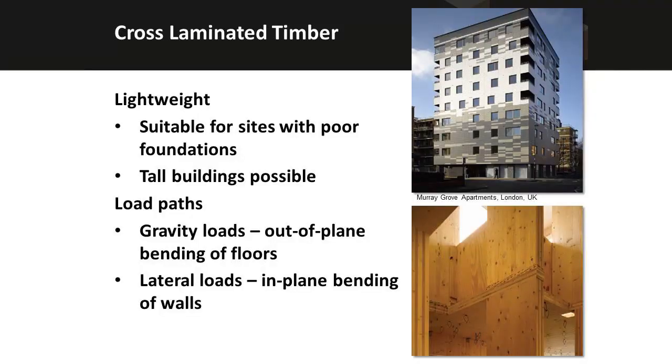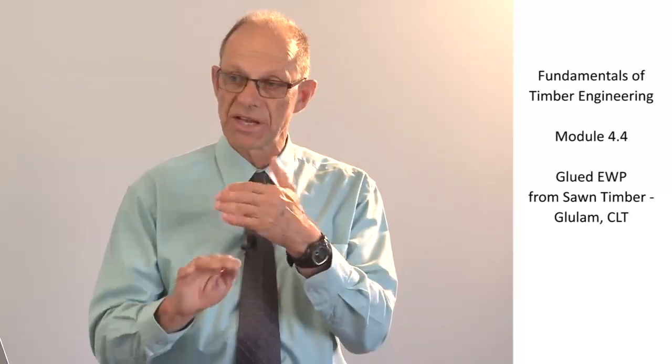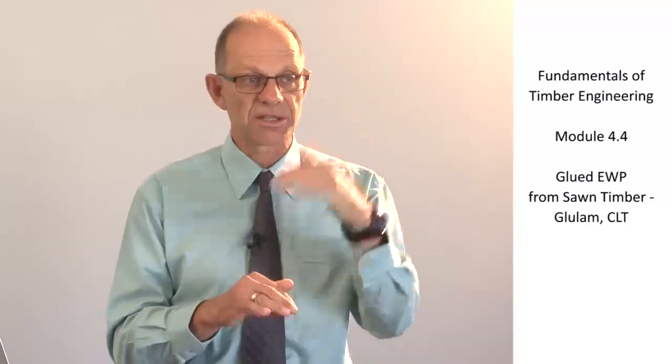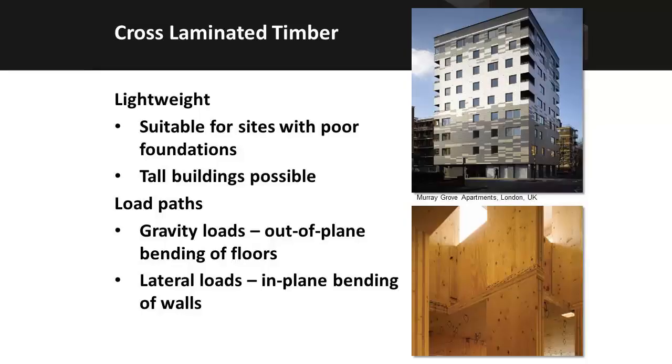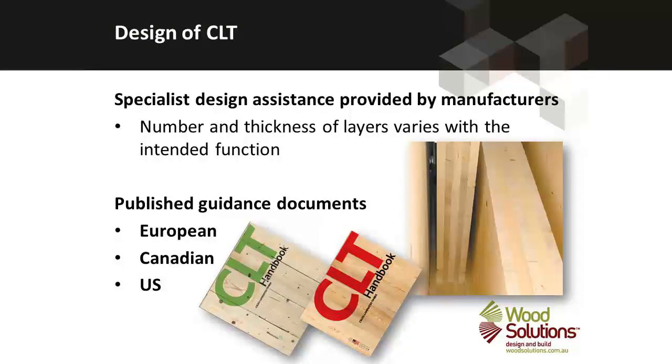Cross-laminated timber is lightweight, so it's suitable for poor foundation conditions. Often in the past, people have found that they can only build a 6 or 7 story concrete building because foundations are limiting the weight of the building. But by using cross-laminated timber, using essentially the same construction techniques, they can achieve a 10-story building. In this case here, it's a 9-story building that was erected out of cross-laminated timber on that dodgy site in the UK.